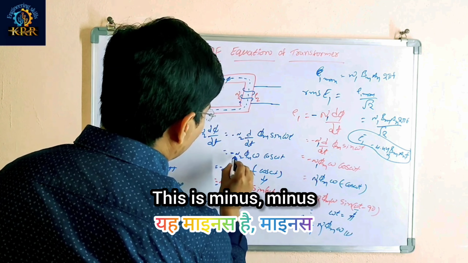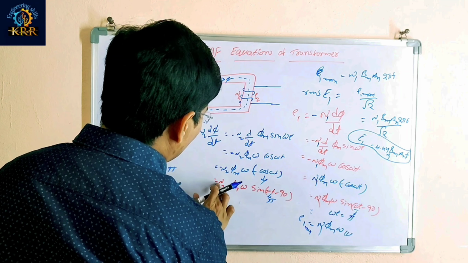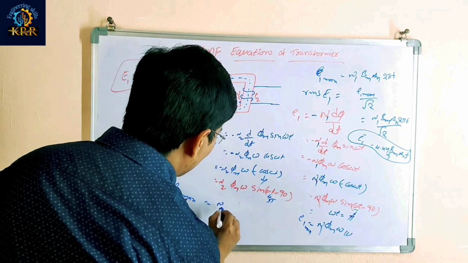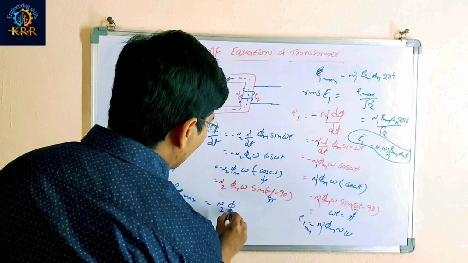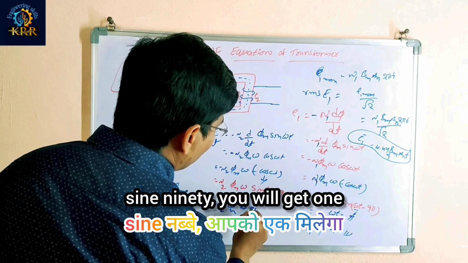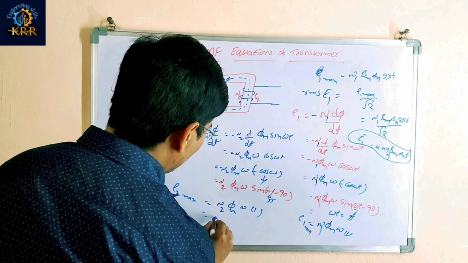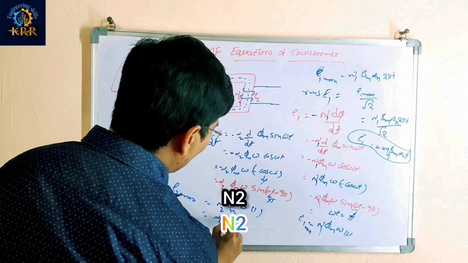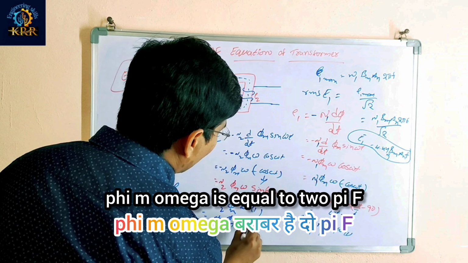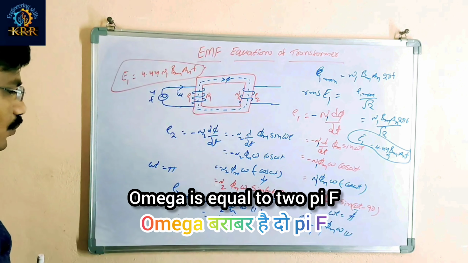This is a minus, up to here minus. Here there is no minus. N2 pi m omega sin 90 is 1, so you will get N2 pi m omega. Omega is equal to 2 pi f.